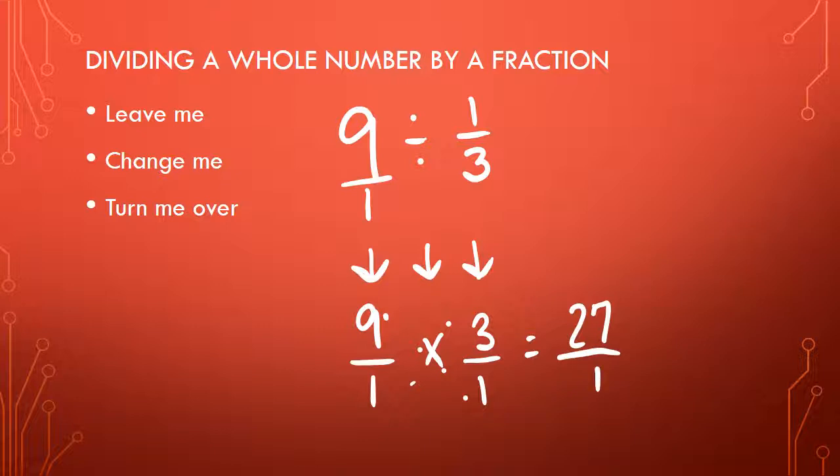An alarm should be going off in your head because we know that that's an improper fraction, and not only is it an improper fraction, but because 1 is the denominator, we know that that number is actually 27 wholes. So we know that 9 divided by 1/3 is going to be 27. That means if I had 9 and I divided each of those 9 into 3 pieces, I would end up with 27 pieces.